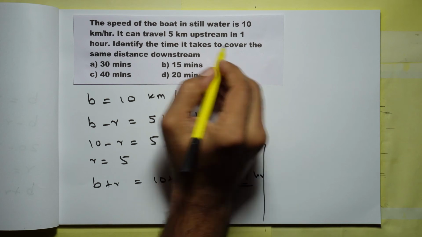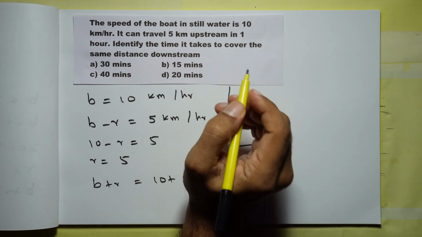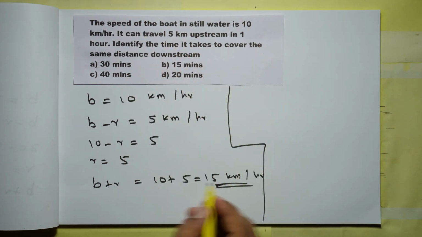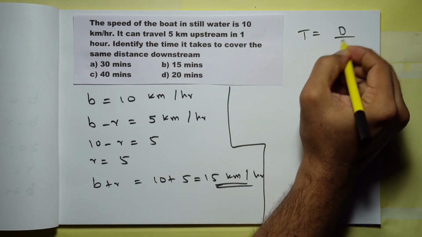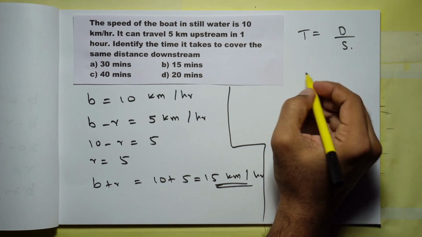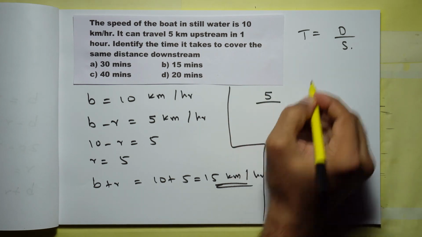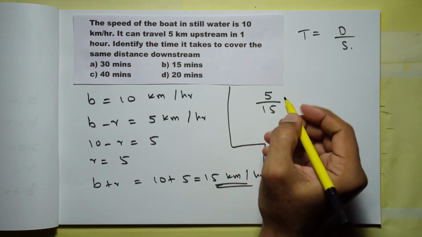Now the boat needs to cover the same distance, that is this 5 kilometers. What is the time required when the speed is 15 kilometers per hour? Time is distance by speed gives you time. So distance to be moved is 5 by speed is 15 kilometers per hour.